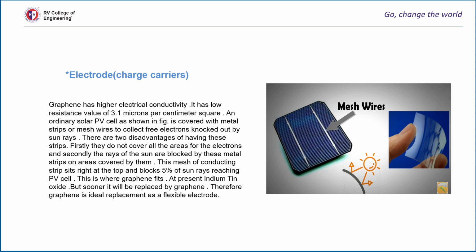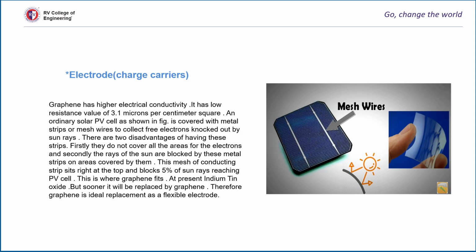Graphene has higher electrical conductivity. It has a low resistance value of 3.1 microohms per centimeter square. It has an impressively low resistance value. This sounds even more astonishing when we consider that graphene is a 2D material.